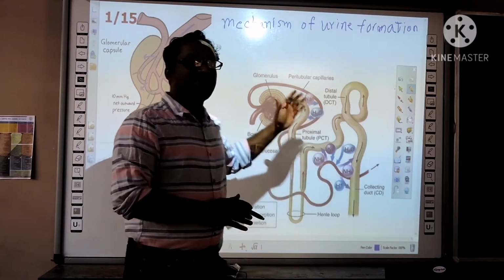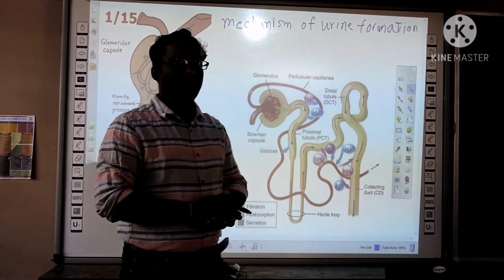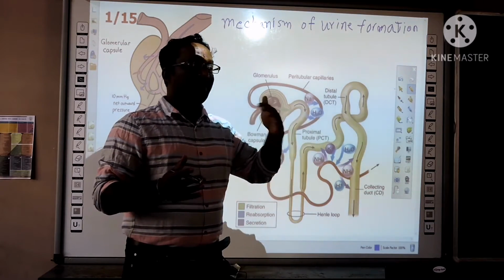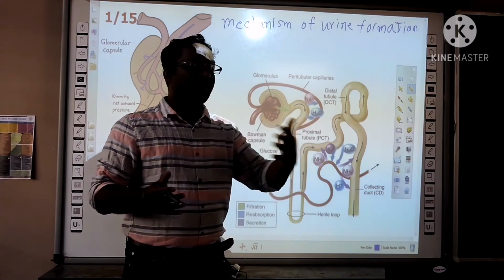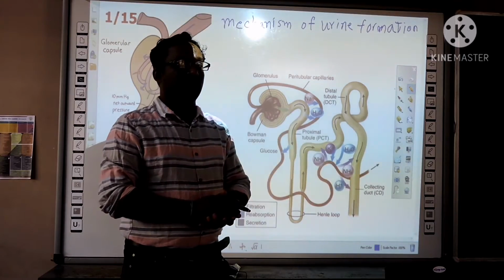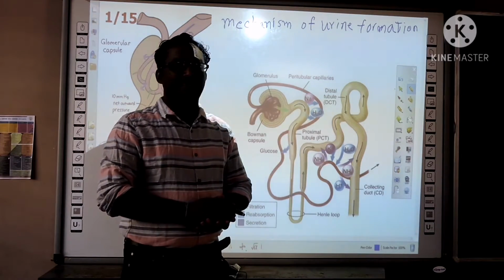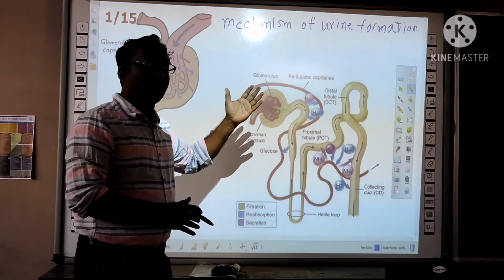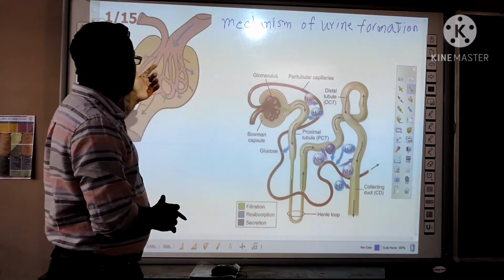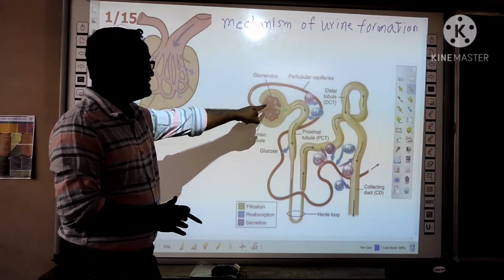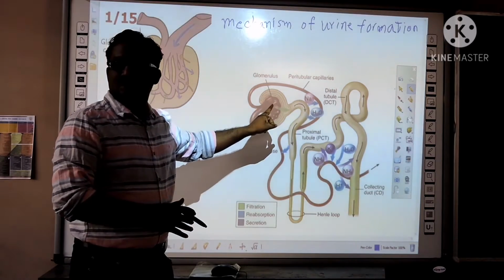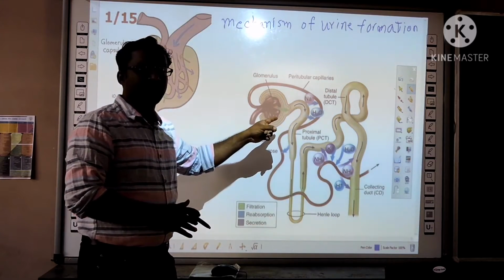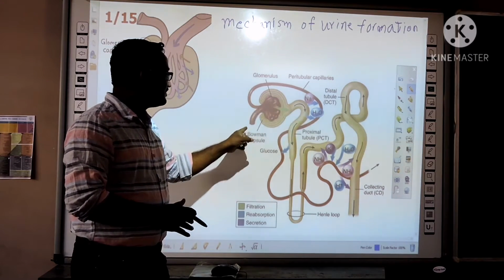So urine formation takes place in the kidneys. Urine formation: whenever the nitrogenous waste is separated from the blood, the urine is formed. In which part of the nephron does urine formation take place? Glomerulus. This is the glomerulus. Okay. So which arteriole forms the glomerulus? Afferent arteriole.